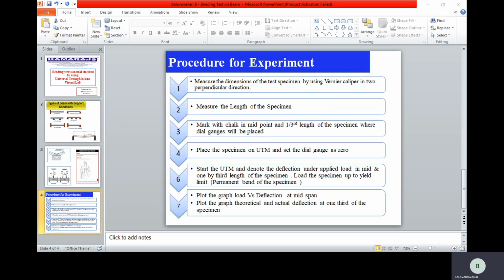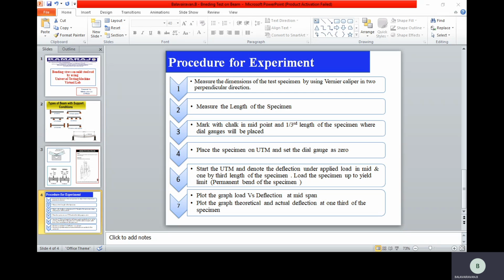Apply the load until the yield point of the specimen is reached. Yield point means a permanent bend of the specimen. It is called the yield point of the specimen. Beyond the yield point, the material will break. So you give the load up to the yield point of the specimen.